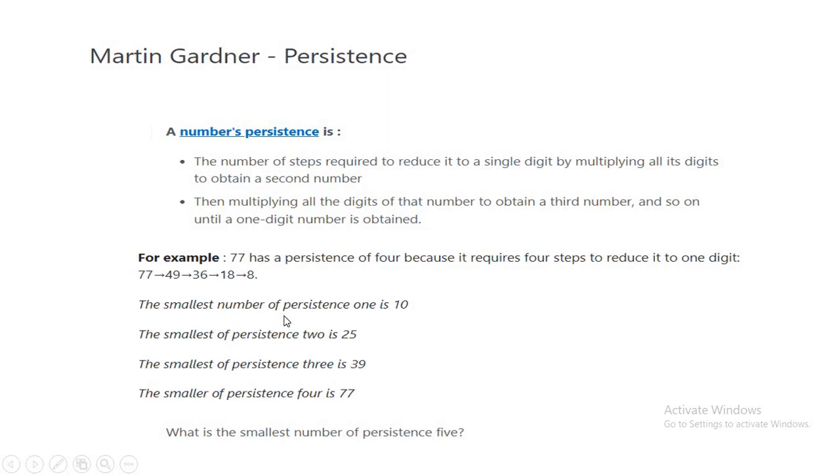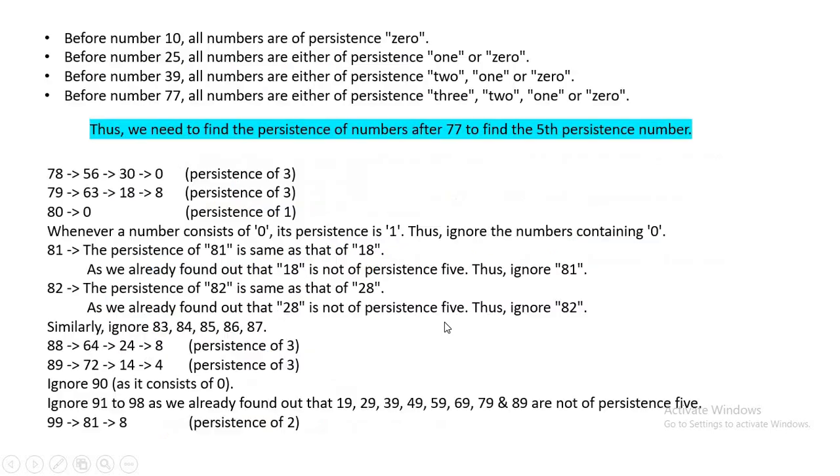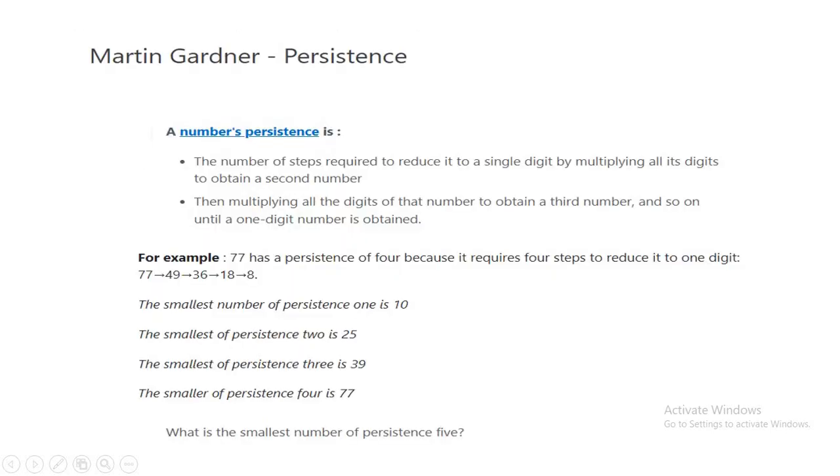The smallest number of persistence 1 is 10. The smallest number of persistence 2 is 25. The smallest number of persistence 3 is 39. The smallest number of persistence 4 is 77. What is the smallest number of persistence 5? This is the puzzle. So pause the video and give this question a try, and continue once you are done with the solution.